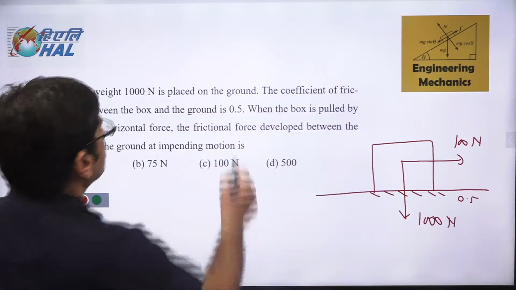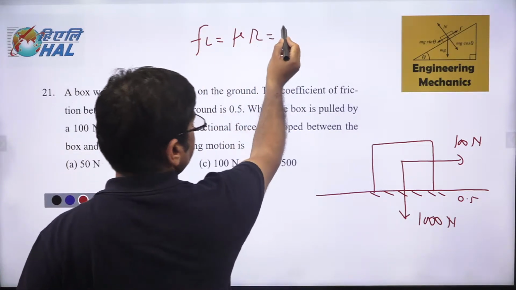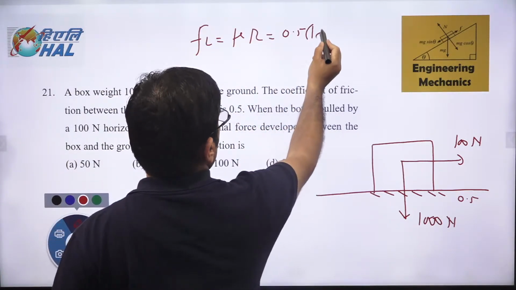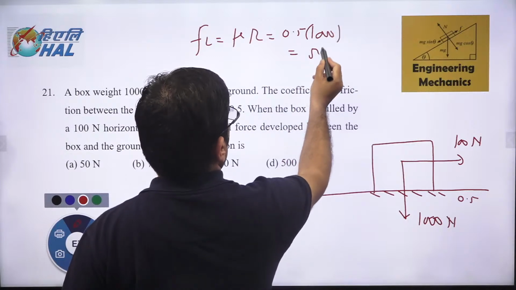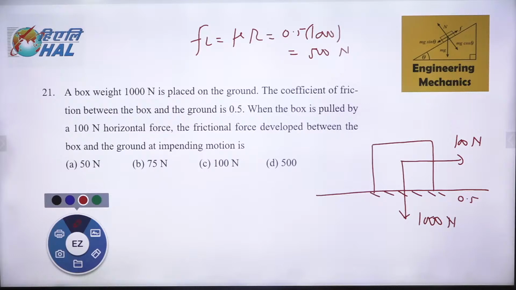So first of all, what is the limiting friction? Mu into normal reaction. Mu is 0.5 into 1000. That is equal to 500 Newton. That is the limiting friction. Do you think this is the case of limiting friction? This is the case of static friction.